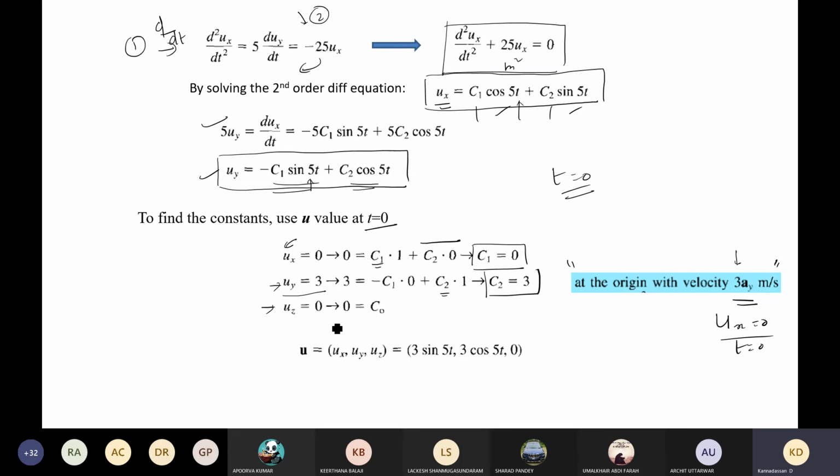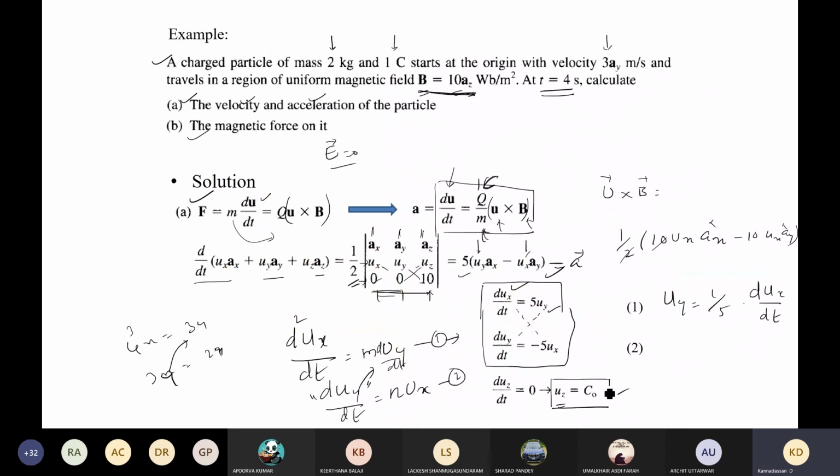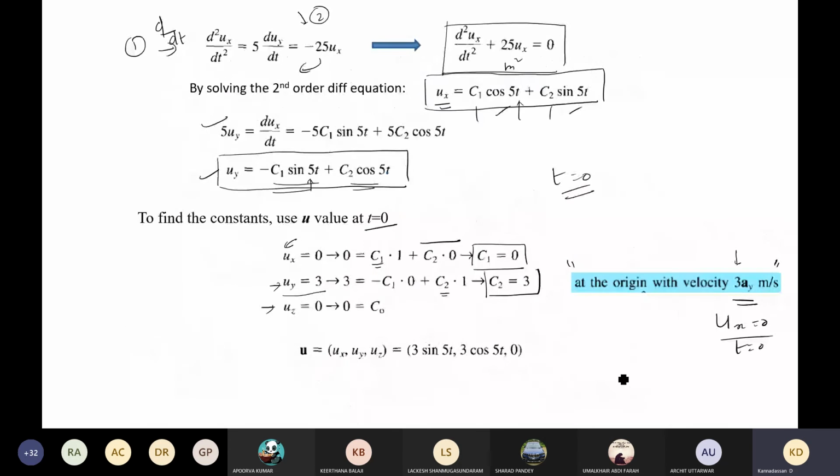Next, we are having this uz. We already know that uz is going to be 0. So uz equal to the initial condition, and again, very similar to that, along the z direction there is no component. Obviously, this is also going to be 0. So you can easily calculate u in terms of time, and it also satisfies the initial condition. That is a very important thing. So when you take t equal to 0, you will see that this term becomes 0 and this term will exist, which is nothing but 3 ay vector.